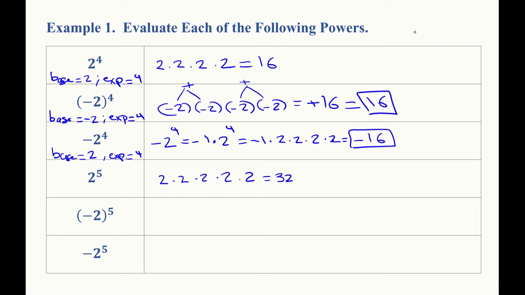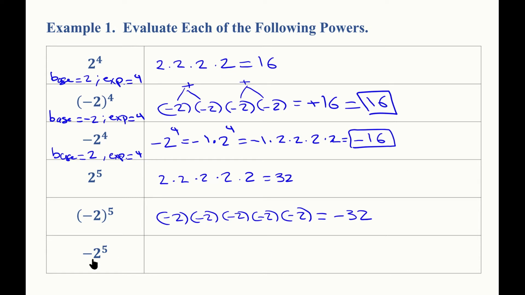So here we're going to use -2 as a factor 5 times in a product. Now this time, because the total number of negative factors is odd, because it's 5, we know that that's always going to generate a negative result. So we're going to get negative. Now we know up to here, we know that 2 to the 5 is going to be 32. So we get -32 as our final result there.